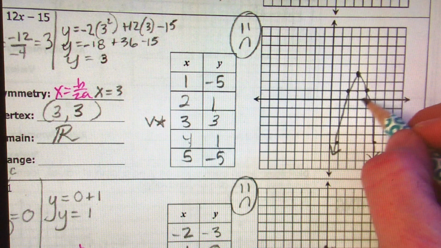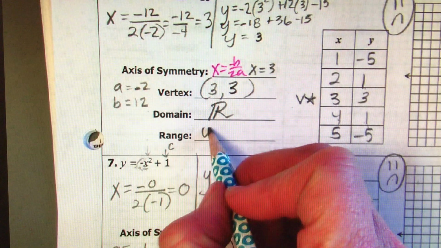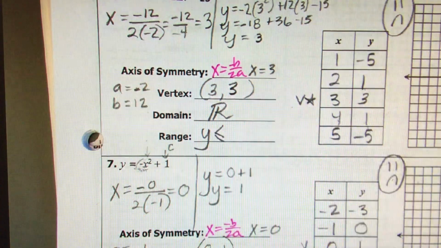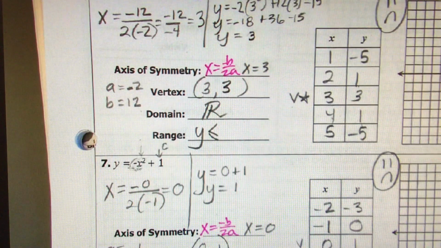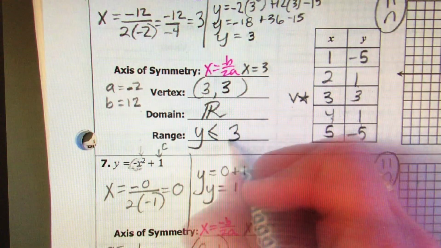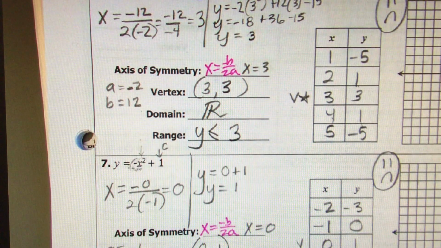Vertex is here. My range is going to be that y is less than or equal to what? Well, 3, because I'm using it from here. Okay, best of luck. You can do it.